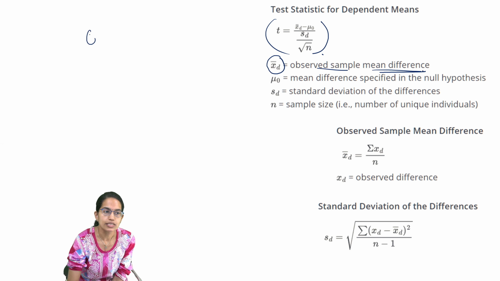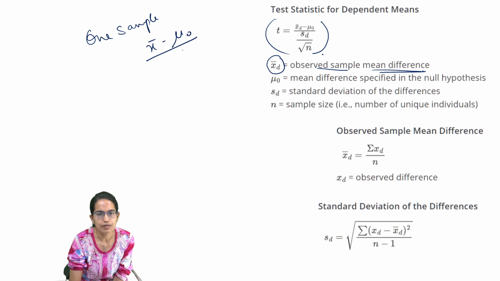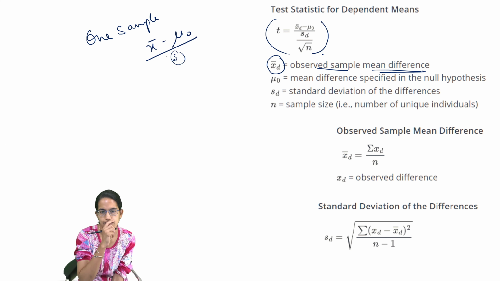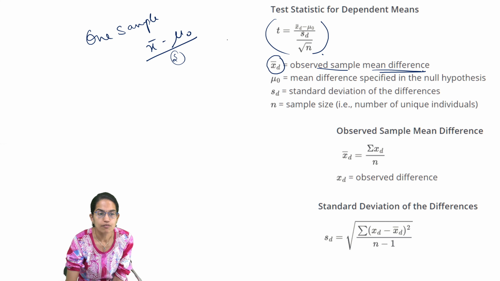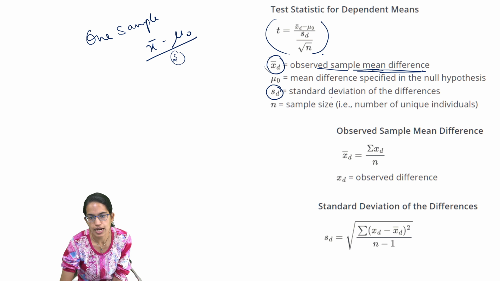In the case of one sample mean, we simply took the sample mean minus the hypothesized mean divided by the standard error, which is the standard error for the sample. But here what we are taking is a little different. We are taking SD and x bar d, which is the observed sample mean difference and the standard deviation of the differences. So how do we calculate the observed mean difference?